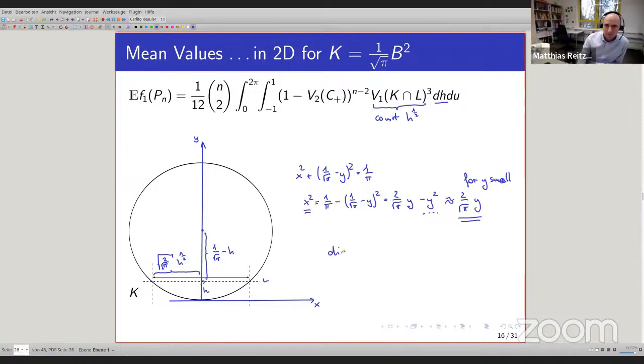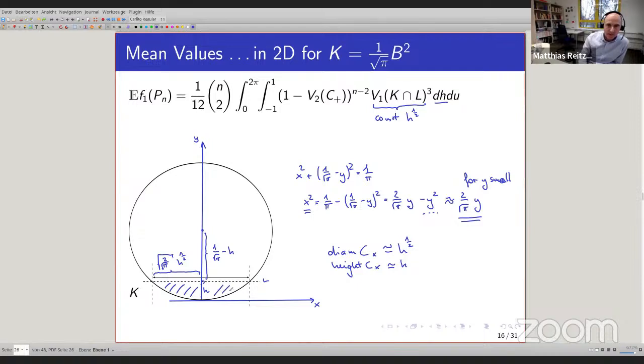Yeah. Let me write it in this way. The diameter of my cap Cx is something like h to the power 1/2. This is the diameter. And the height of Cx, up to constants, is equal to h. And this gives me the possibility to compute this volume.